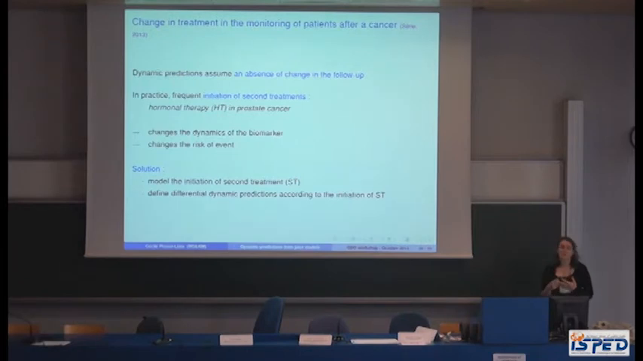In practice, for cancers in particular, it's frequent to initiate new treatments. And that's the case with prostate cancer, with the hormonal therapy. The hormonal therapy is initiated in patients to try to delay the time to clinical recurrence. The problem is that it changes the dynamics of the biomarker, and it also changes the risk of clinical recurrence. And so the dynamic predictions that I did previously can't be used in this context. So the solution is to directly model this initiation of a new treatment and to define some differential dynamic predictions according to the initiation of this treatment.